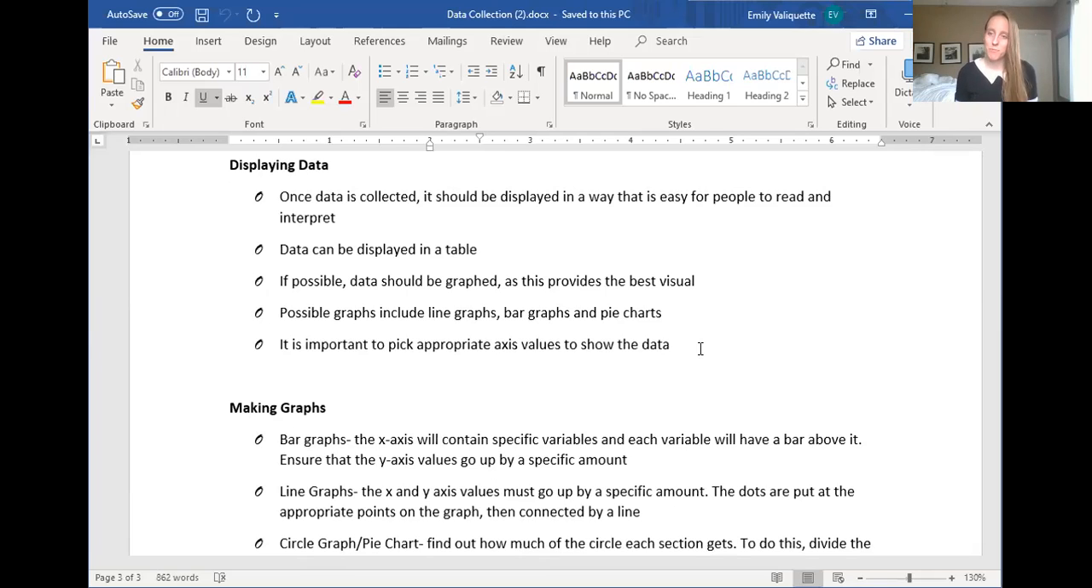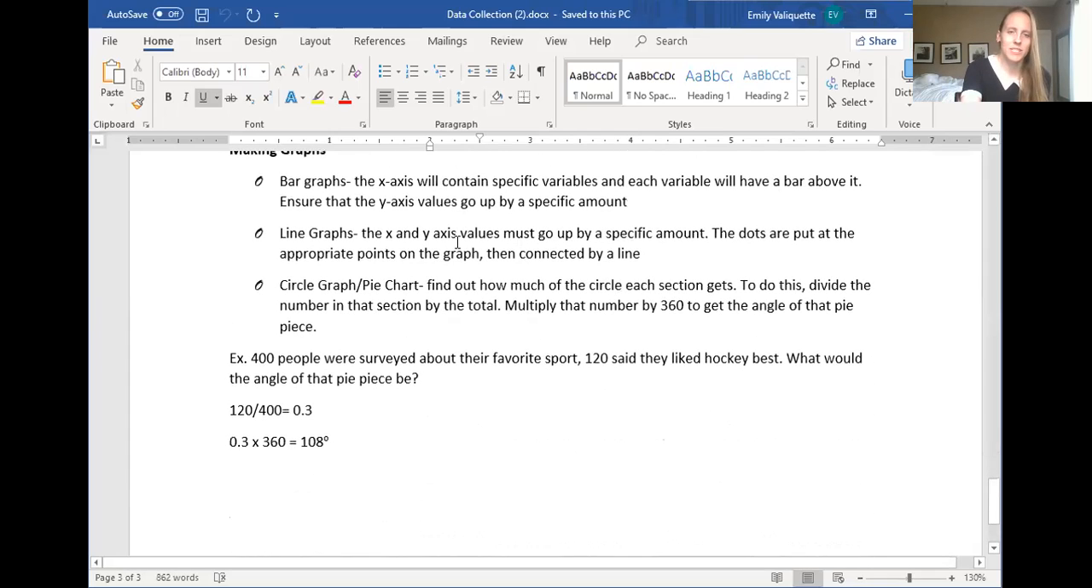People can manipulate how the data looks by changing, especially, the y-axis. So that's something to pay really close attention to. Obviously, with bar graphs and line graphs, you want to make sure that both the x and the y values are going up. First of all, that they're going up is one thing.